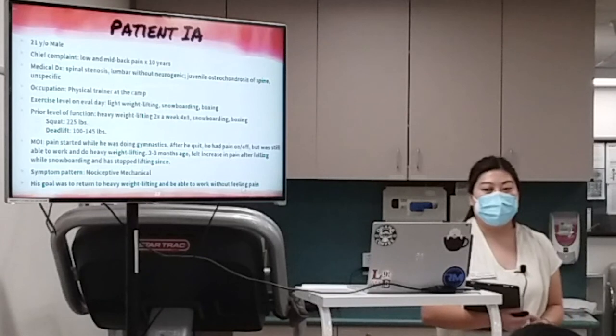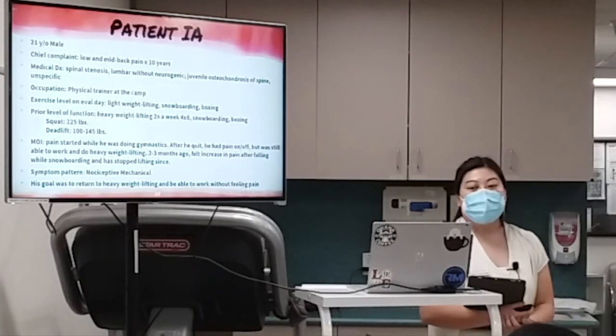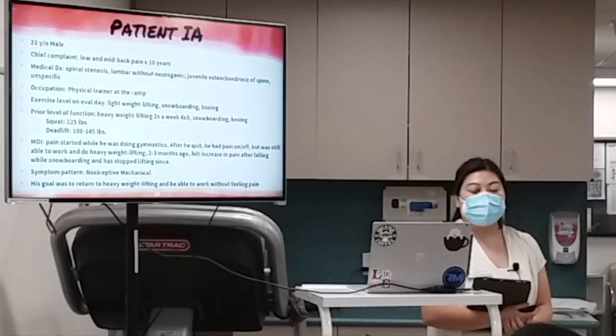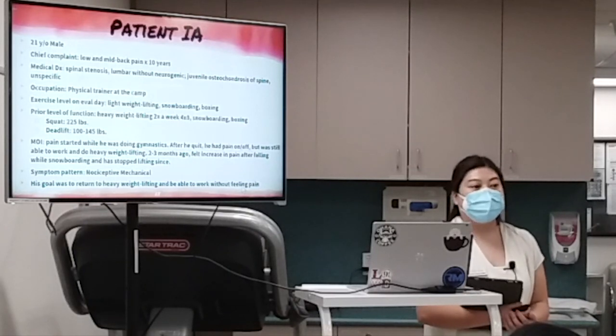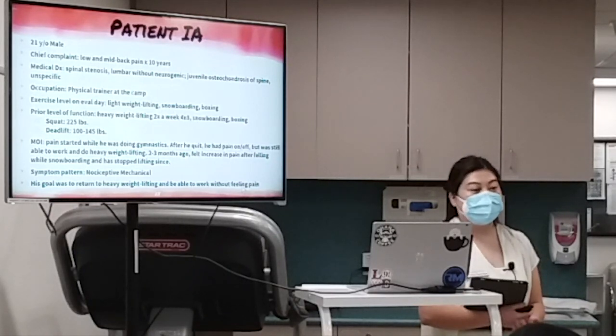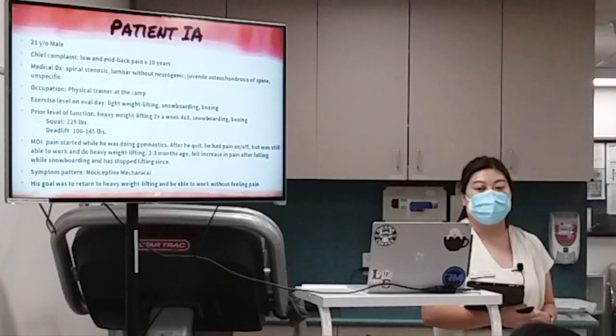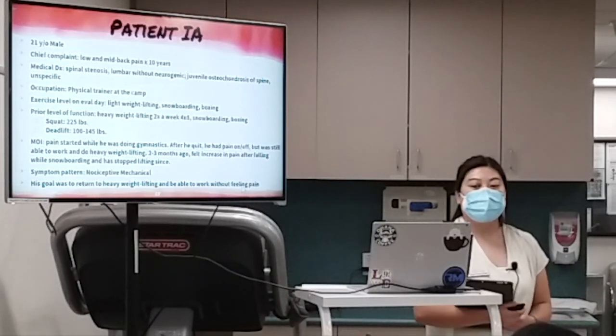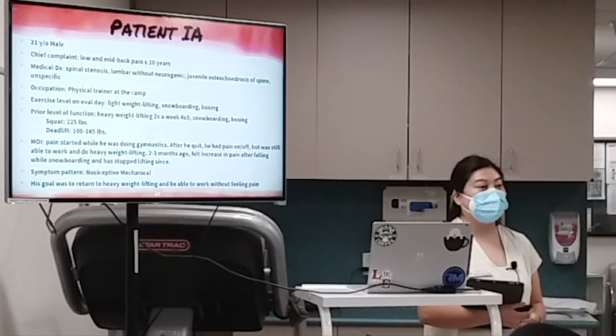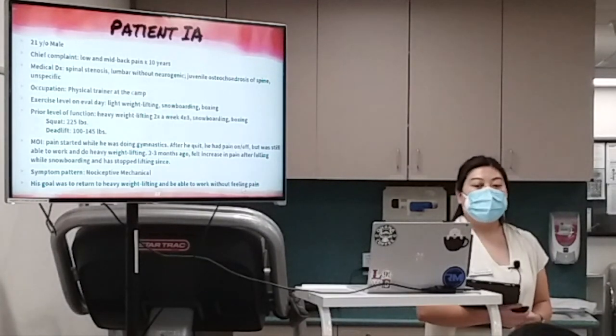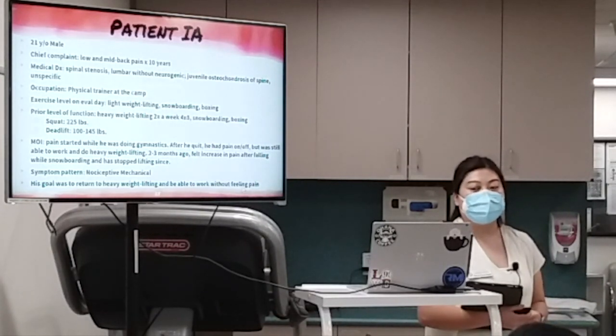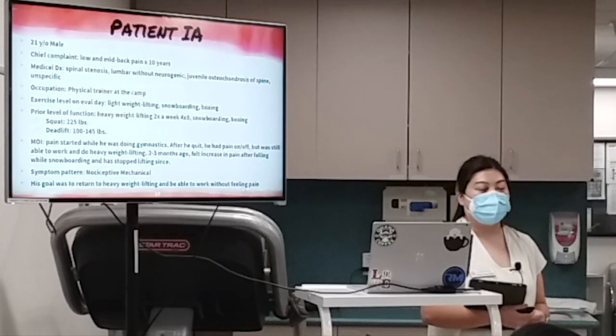Next is patient IA. He's a 21-year-old male. His chief complaint was low and mid back pain for 10 years. His medical diagnosis was spinal stenosis of the lumbar without neurogenic symptoms, and juvenile osteochondrosis of the spine, unspecified. His occupation is he's a physical trainer at the camp. His exercise level on eval day was light weightlifting, snowboarding, and boxing. His prior level of function was heavy weightlifting 2 times a week, snowboarding, and boxing, and he was able to squat 225 pounds and deadlift 100 to 145 pounds.